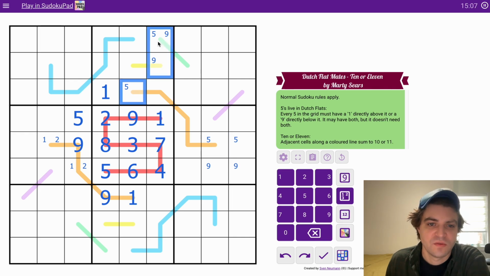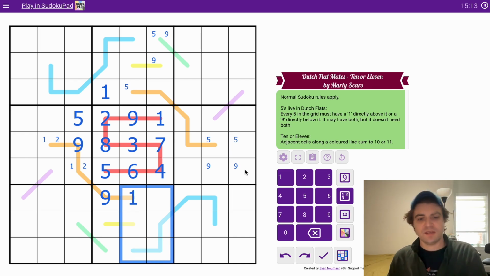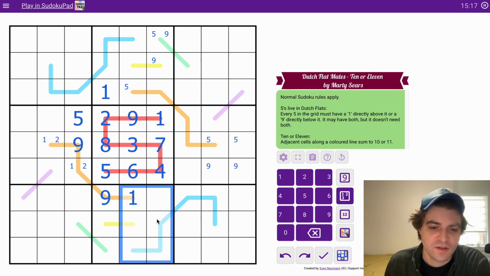Interesting. We know a little bit about our 5s. What about our 5s down here? Down here, the 5 is either going to need a 1 above it or a 9 below it. So where could squares go that could reasonably have a 1 above them or a 9 below them? None of you guys. There's a 9 and a 1 in here already. None of you can have a 9 below you.